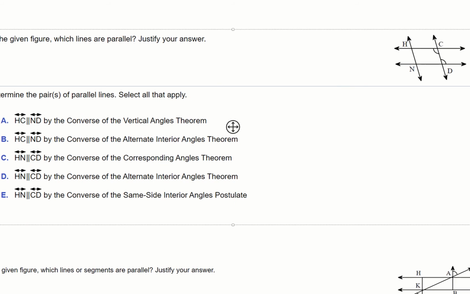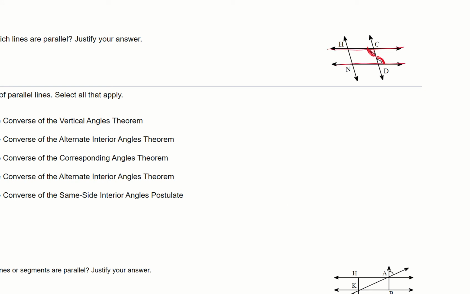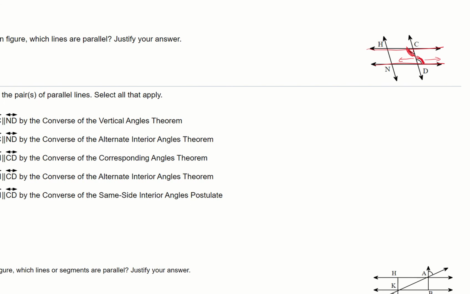In the given figure, which lines are parallel? Justify your answer. Same deal. So these two angles are alternate interior angles. They're on the inside of the sandwich in our analogy. They're on the inside, and they switch sides from left to right, from above to below. So they're alternate interior. And because they're the same, that means that HC is parallel to ND.